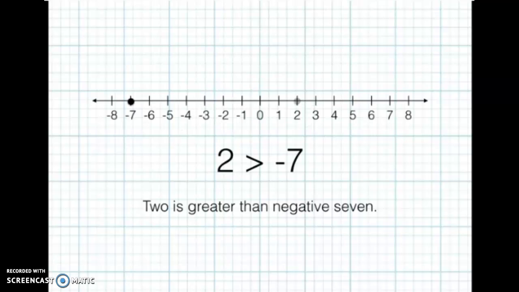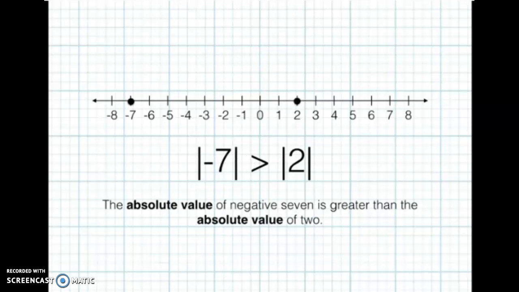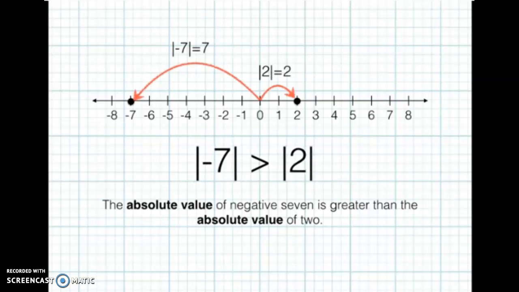Well, 2 is greater than -7, since it's farther to the right on the number line. But the absolute value of -7 is greater than the absolute value of 2. Let's take a closer look. 2 is 2 units away from 0, so we say it has an absolute value of 2. -7, on the other hand, is 7 units away from 0, so it has an absolute value of 7. Since 7 is greater than 2, the absolute value of -7 is greater than the absolute value of 2.